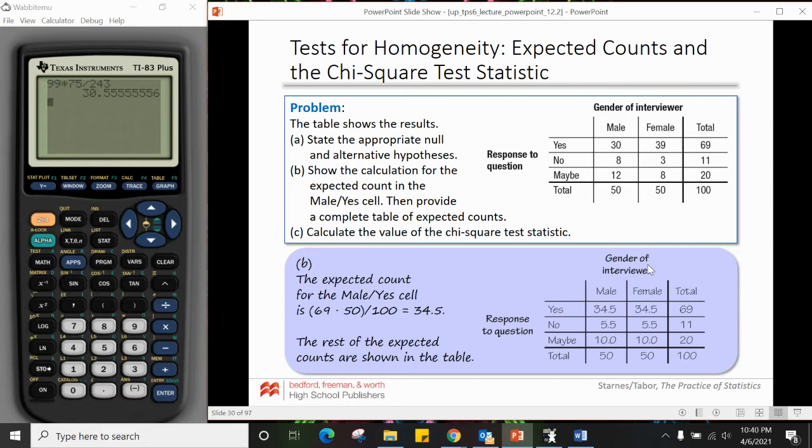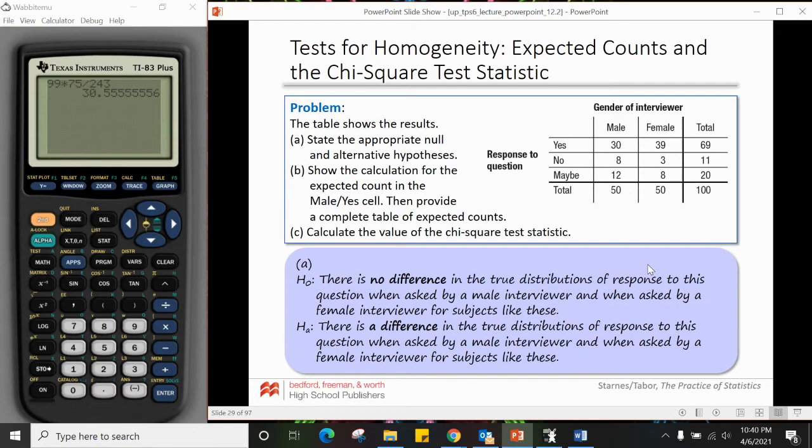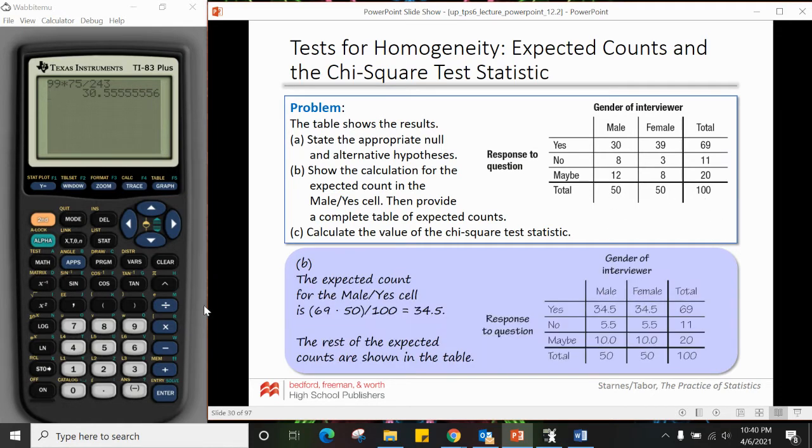Expected counts. Remember, expected counts would be row total times column total divided by table total. So 69 times 50 divided by 100 would go up here, and that's how I got 34.5. Okay. And then you can do the same thing for the rest of the table.